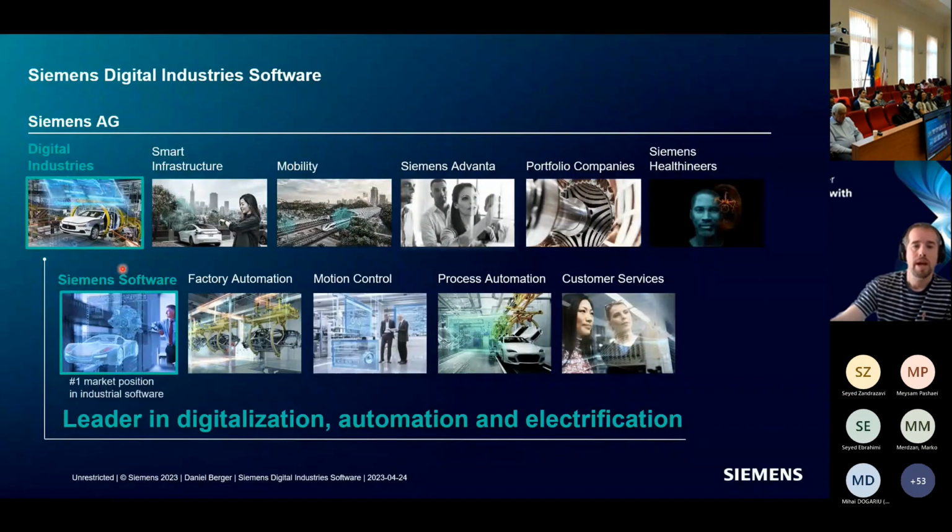Now, where Hermann and myself, and also a few others from the audience, are located is the Siemens software division, which is connected to solutions where it's really about the hardware. How can we combine hardware and software within the factories, the motion control, and also the process automation for the process industry. So we are part of Siemens Digital Industries Software, and this itself is a huge company.